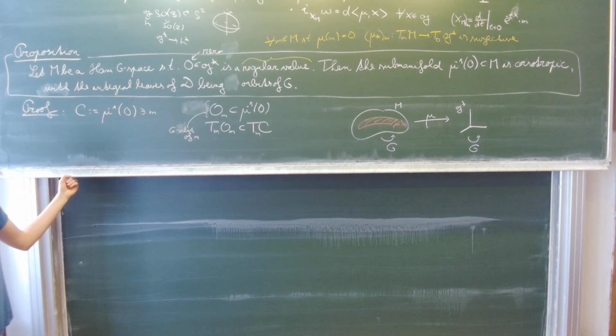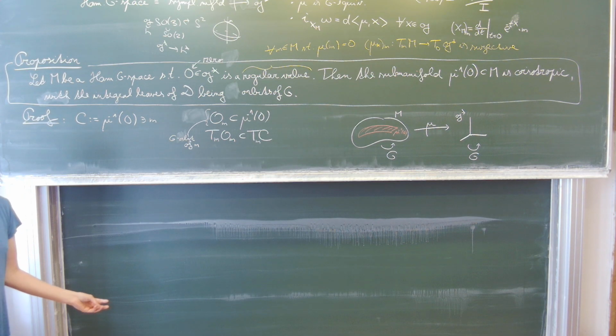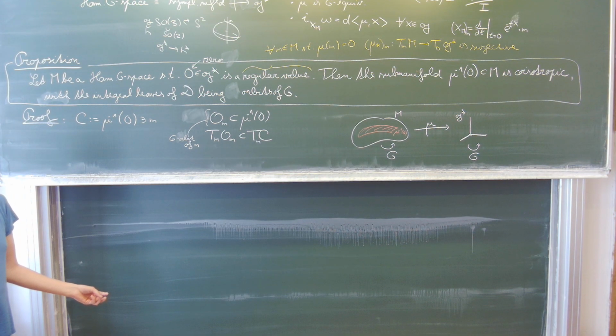Any confusion? Everyone happy? Who is unhappy? And then the point of the regular values I will tell you.